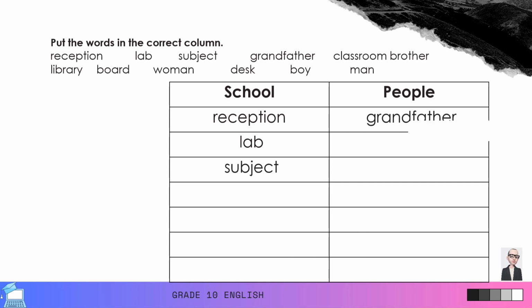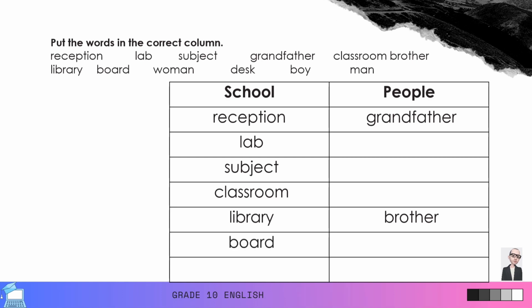However, the word grandfather belongs to the group here of people. Classroom again goes with school. Brother, as you would have guessed, will also go with the people. Library, school, and as is board. Woman, though, with people. Desk is the next one, which is also for school, and boy and man also with people. So people: grandfather, woman, boy, man, and brother. School will be reception, lab, subject, classroom, library, board, and desk.